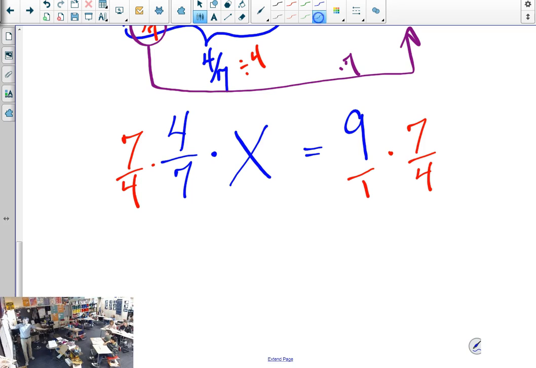Oliver, you said you thought you had the answer. What do you think it is, sir? So yeah, I took the answer for number 9, multiplied by 7 quarters, and I got 63/4. Yeah, so what's that come out to be? 15.75.